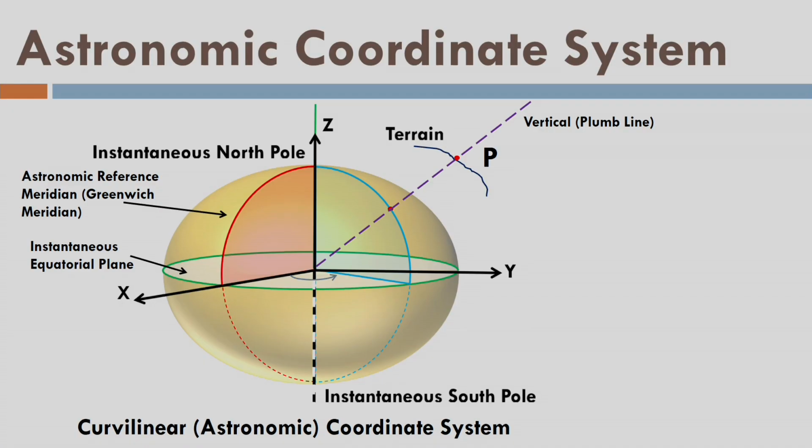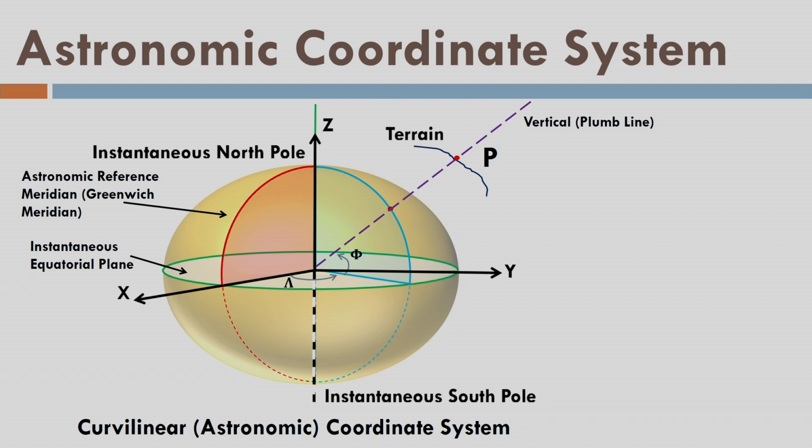Okay, what about this angle which is between the reference meridian and the astronomic meridian of the observer? This angle is called capital lambda or astronomic longitude. Again, this angle is called astronomic latitude, which is between the equator and the vertical line passing through the point P. Again, both are terrestrial in nature.